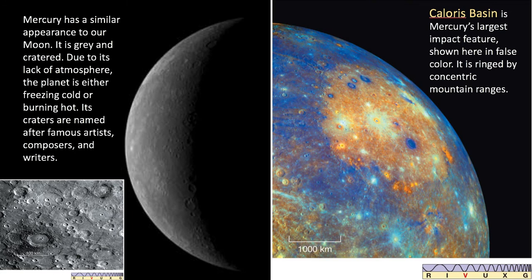All right, so now we're going to take a closer look at each of the terrestrial planets individually. So first, Mercury. What probably catches you with the image here on the left is that Mercury looks a lot like the moon. It's got a gray cratered surface, no atmosphere. It's not too much bigger than the moon. It's a lot like our moon is. Its craters are actually named after famous artists, composers, and writers. So there's a crater Matisse.